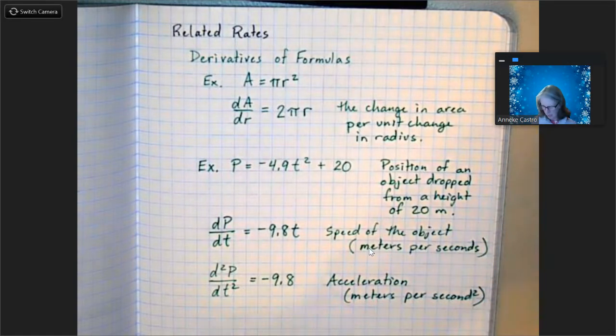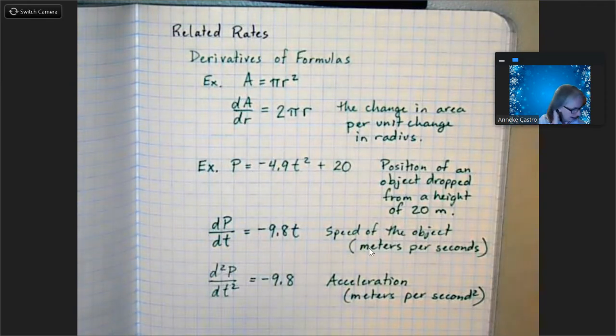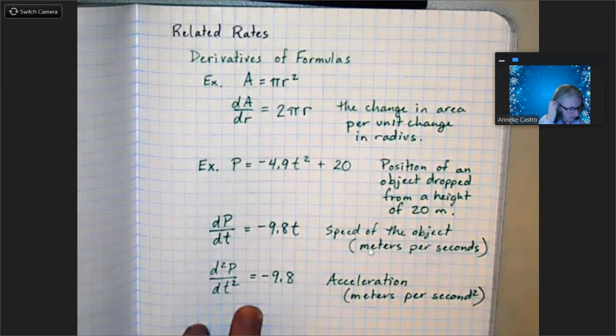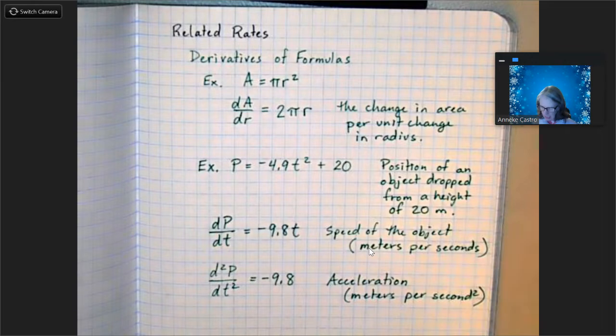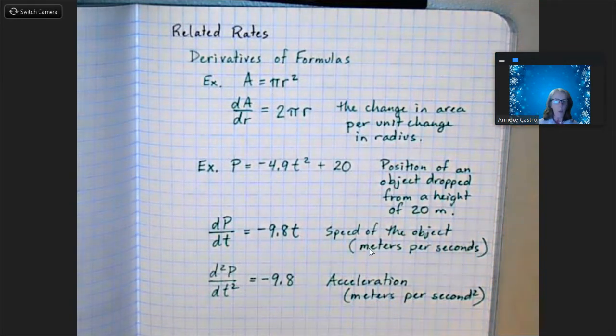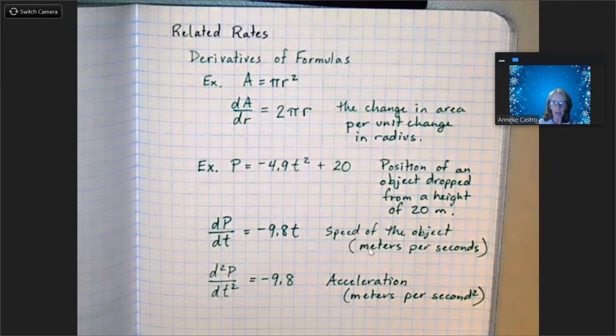Per second squared. Okay, so we can take derivatives of any formula and try and make meaning of them. We can make meaning of these as well. All right, next thing I want to say, sometimes in order to solve a problem, we might not be able to take the derivative and get the rate that we want. So we need to take a couple of formulas and take the derivatives of both formulas and work them together to get the outcome that we actually want.